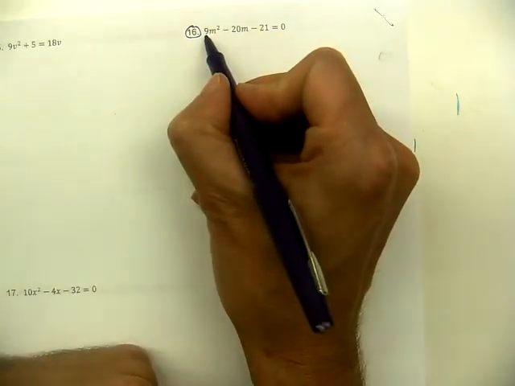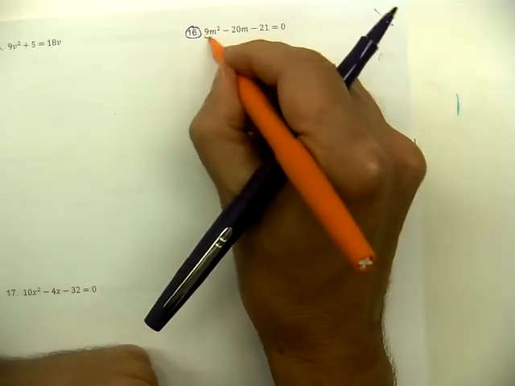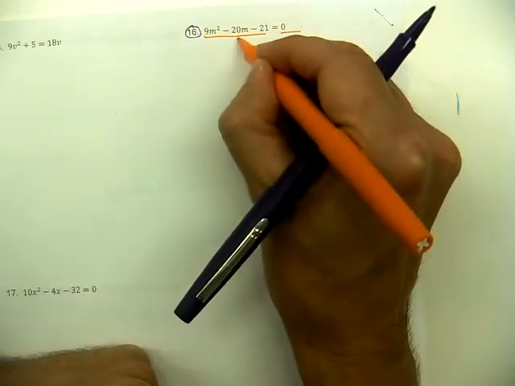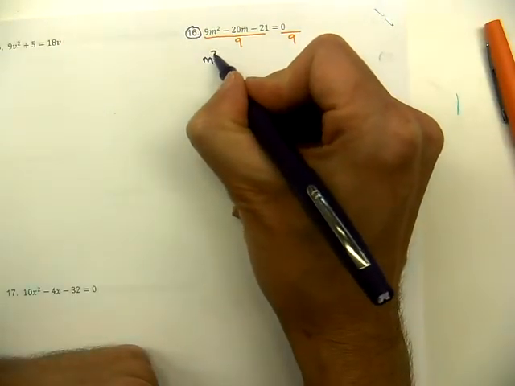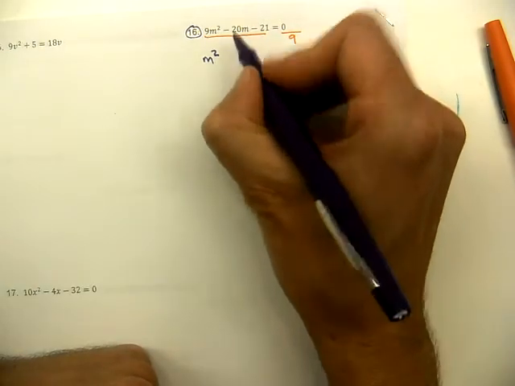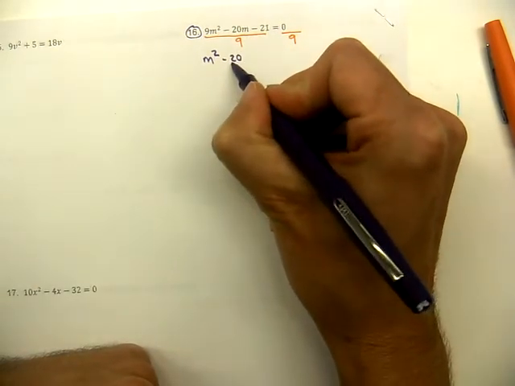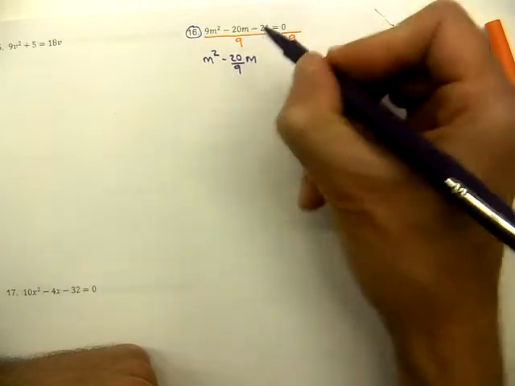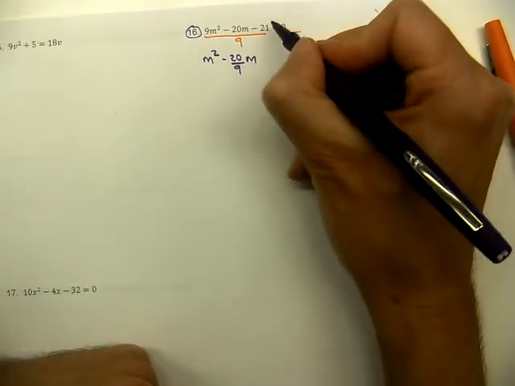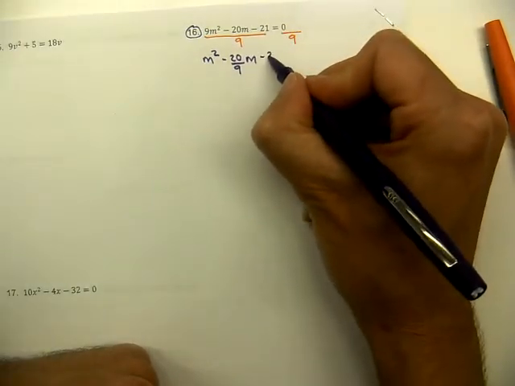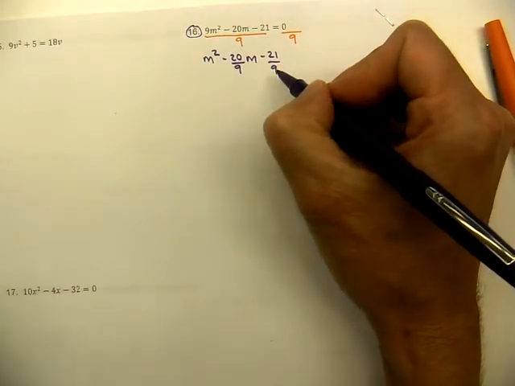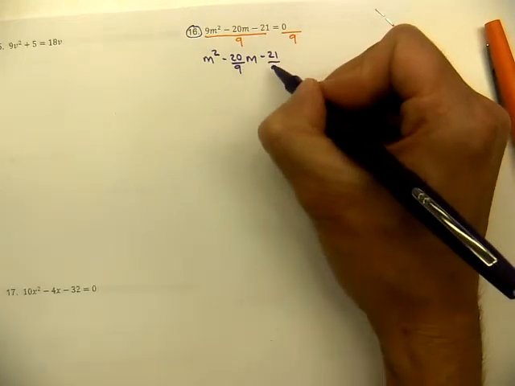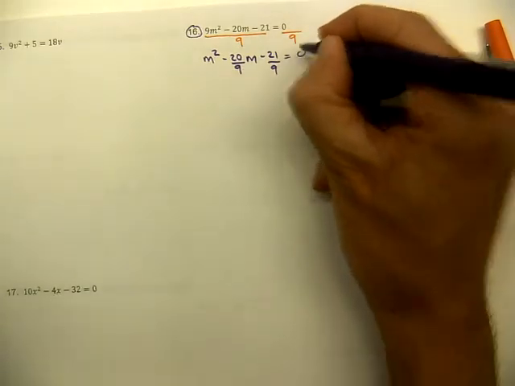Your leading coefficient must be 1. If it's not, divide everything by that. So here's 9, okay? So 9m squared divided by 9 is just 1m squared. Negative 20m divided by 9 is just negative 20 divided by 9. So obviously that does not reduce. Here you have negative 21 divided by 9. Now that one does reduce, but we don't really have to. It'll work out okay if we leave it this way. So I'm just going to leave it there.